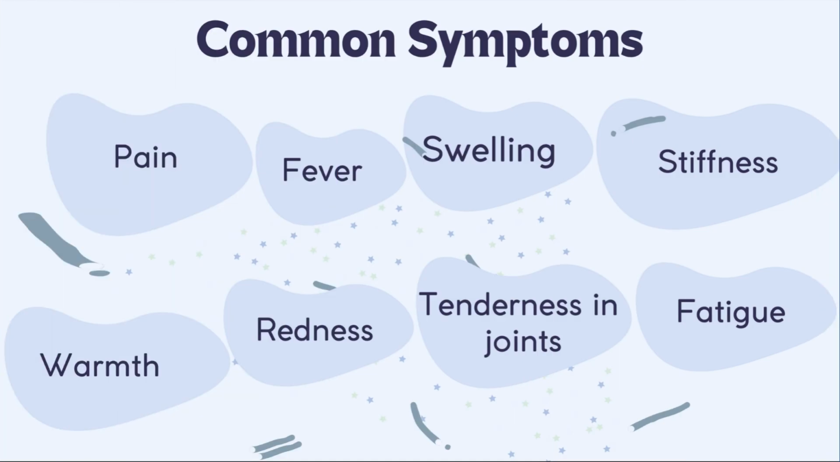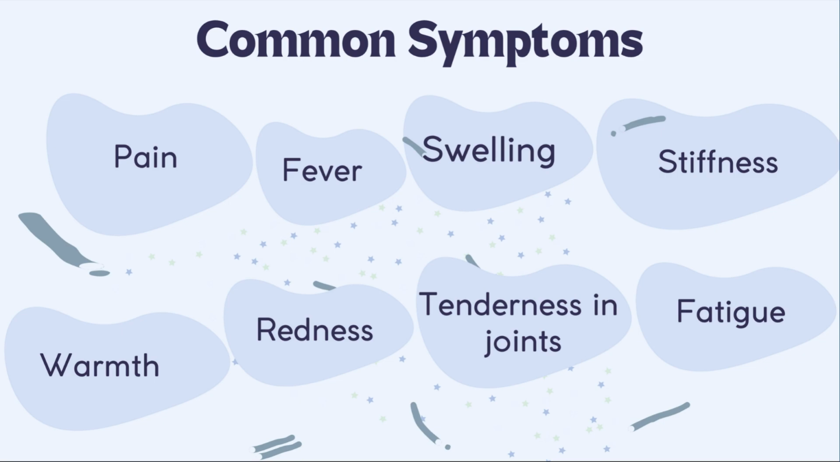Some of the common symptoms of rheumatoid arthritis include pain, which can be classified as acute or chronic. Acute pain occurs during disease exacerbations or flare-ups. Chronic pain, on the other hand, results from progressive joint damage. Another symptom is fever, which is typically low grade, along with swelling and stiffness, especially in the morning due to prolonged stretch of the hand.